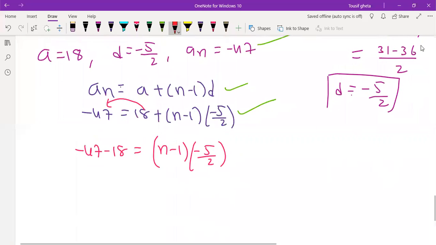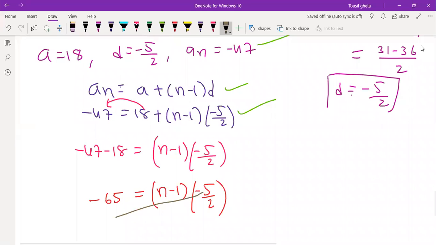See, minus 47 minus 18, how much will we get? Minus 65 is equal to n minus 1 of minus 5 by 2. The easiest way I can suggest is to do cross multiplication, it will be better. See, this 5 will come here, this 2 will come here. Minus 65 cross means 2 will come, divided by minus 5 is equal to n minus 1.